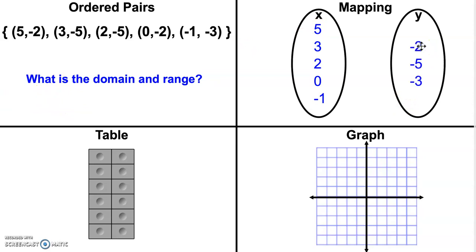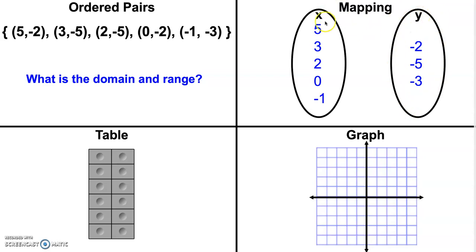Our range, notice it only has 3 values. Why do we think that is? Well, notice in those points that -5 and -2 actually repeat. So we only need to list those once in our range. So the domain is actually shown here in the x bubble in our map, and the range is actually shown in the y value of our map.